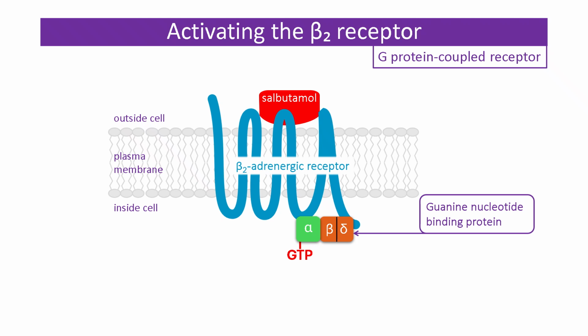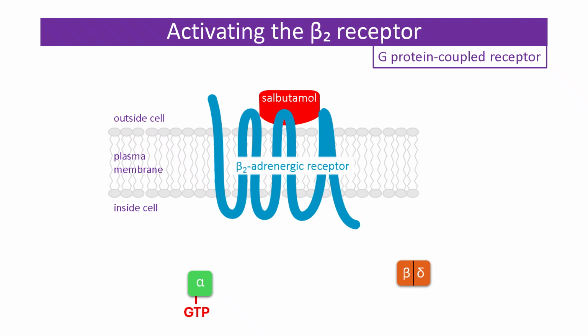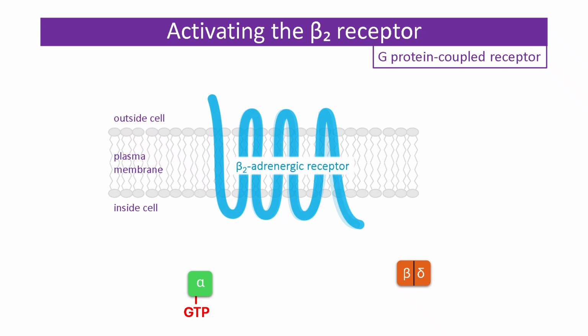The alpha subunit then separates from the beta-gamma complex, and both parts are then free to move away and activate downstream signaling pathways inside the cell. Meanwhile, the salbutamol molecule can dissociate, allowing the receptor to return to its original shape, ready for the next signal.